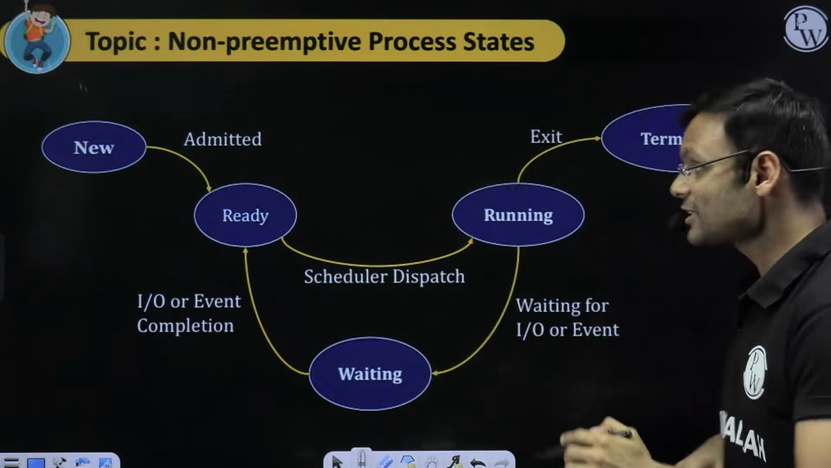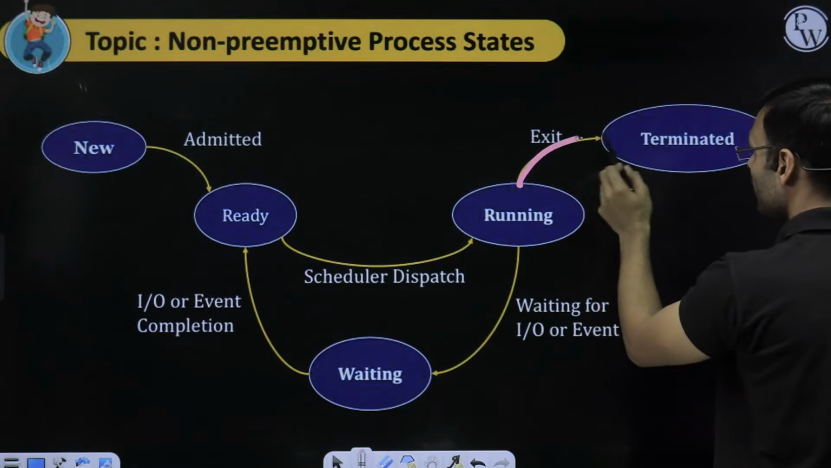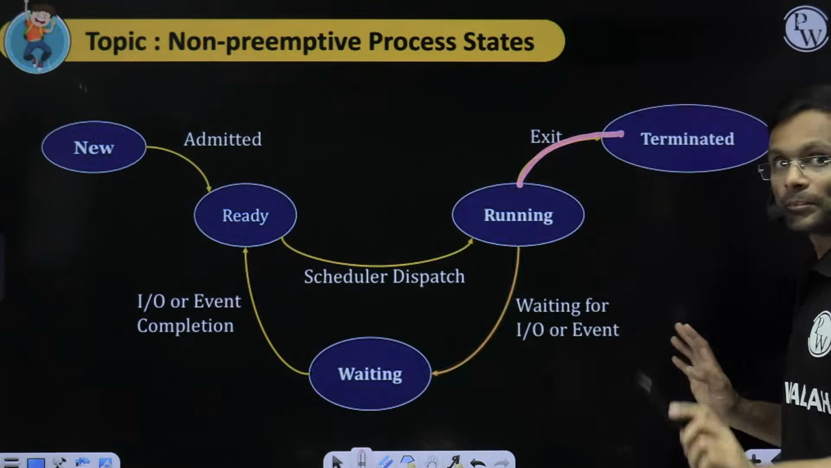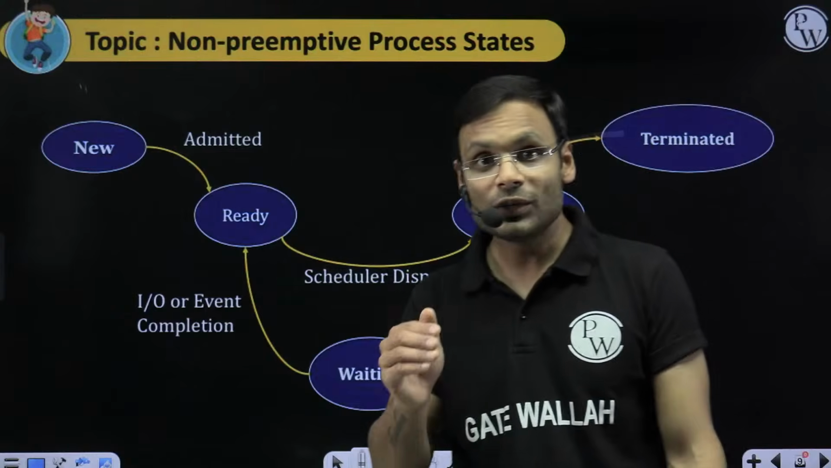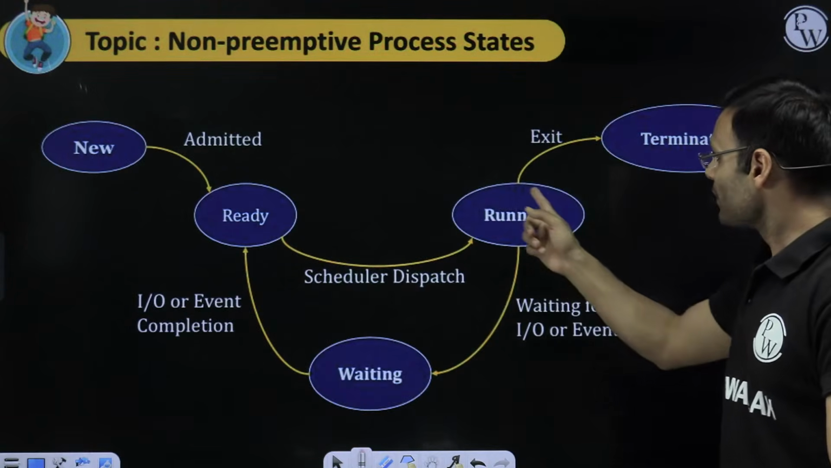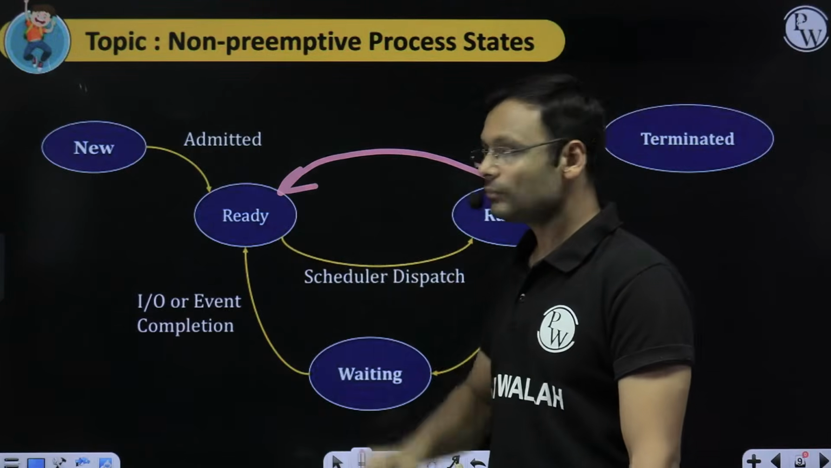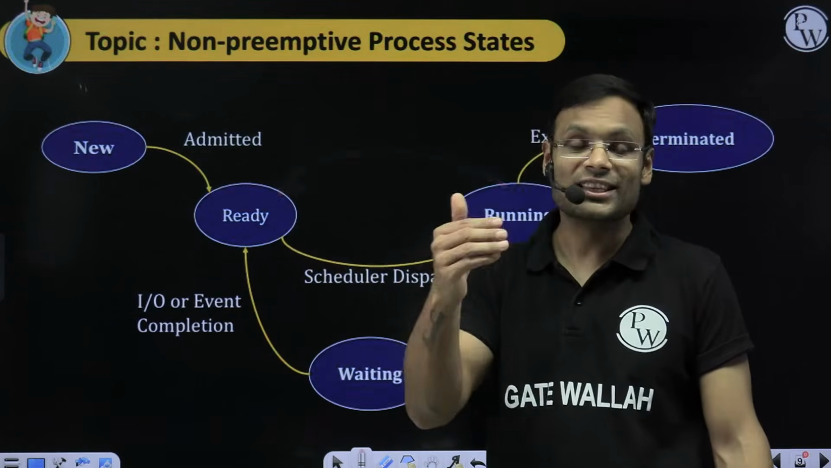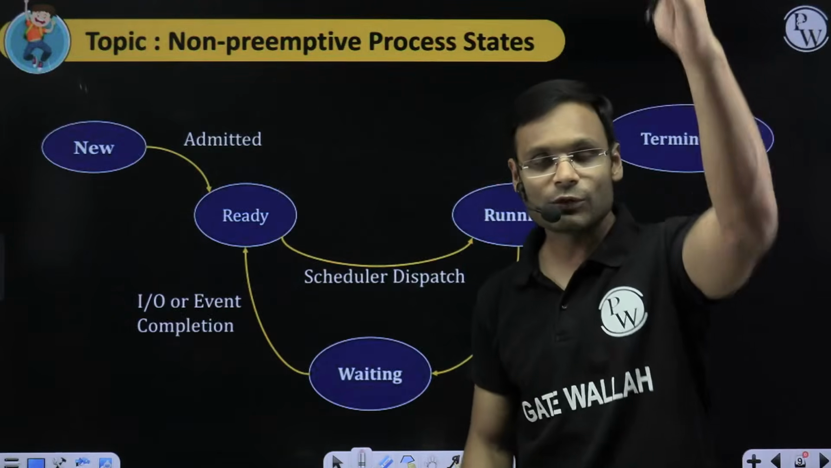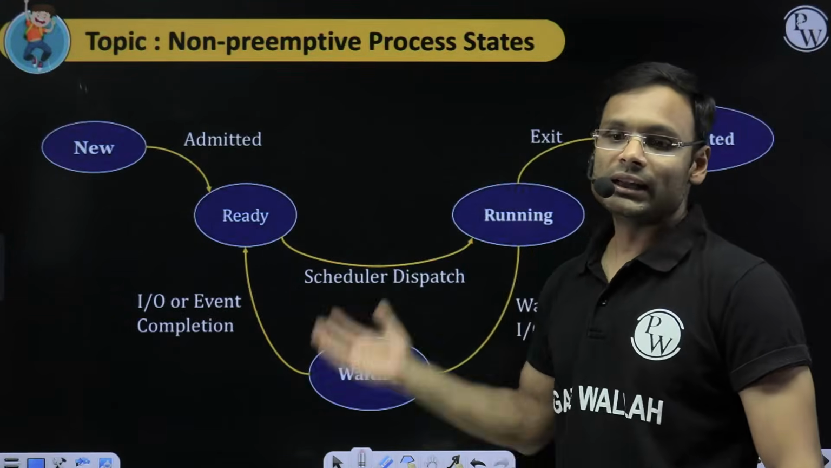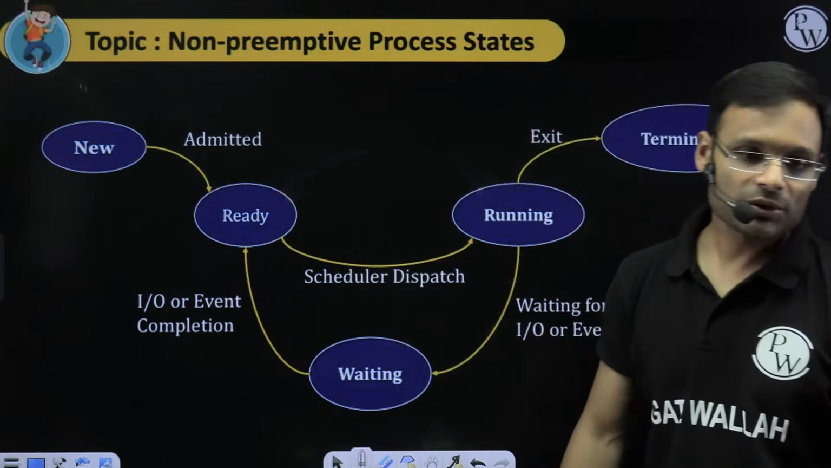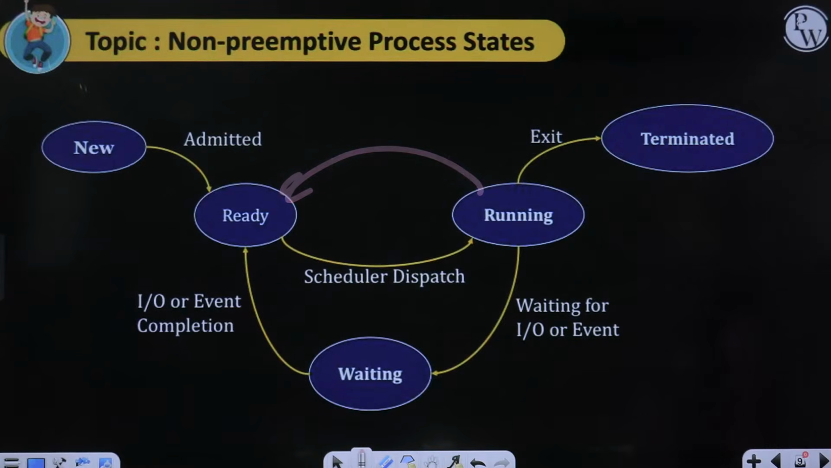So two transitions are possible. The running process can terminate by itself or will go for IO by itself only. It cannot be forcefully taken out of the CPU. That's why this transition is removed. In old PYQs, this is one of the questions. This kind of diagram is given and they ask what type of operating system it represents. Definitely it is a non-preemptive system just because this transition is not there.